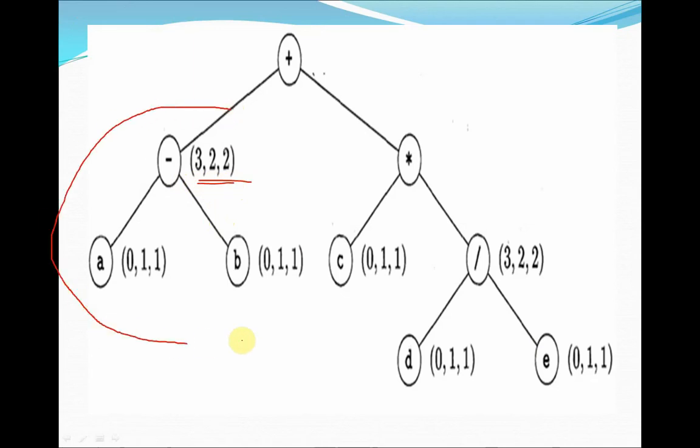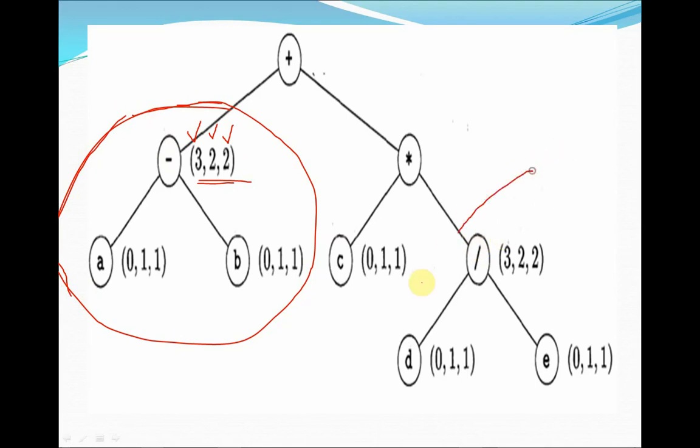That means the cost of translating this subtree into target code may be 3, 2, 2. Means there are 3 possibilities. If I go through possibility 1, the cost is 3. If I go to the second possibility, the instruction cost is 2. If I go through possibility 3, the instruction cost is 2. So like this we are trying to find all possible combinations of translating this subtree into target code, and we are trying to pick up the best one.